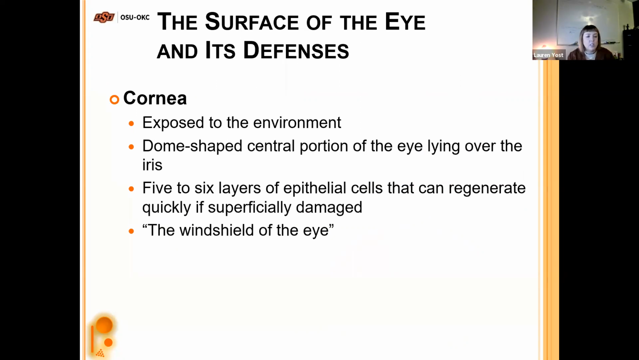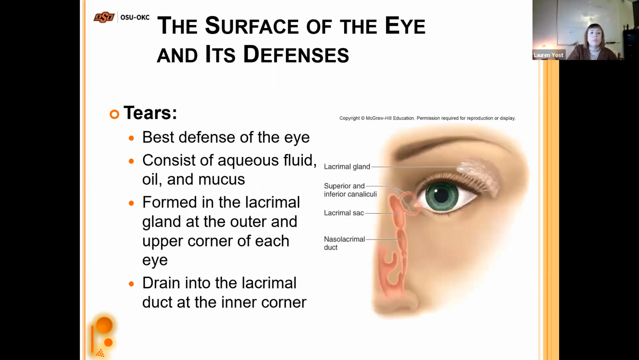The cornea is also exposed to the environment. That's the dome-shaped central portion of the eye over the iris. It's 5 to 6 layers of epithelial cells. They can regenerate quickly and be shed quickly. So if it's damaged, we're usually shedding it pretty quickly so that there's not a whole lot of infection that can take hold. We also talk about this as being the windshield of the eye because it's that front exposure of what we see out of.